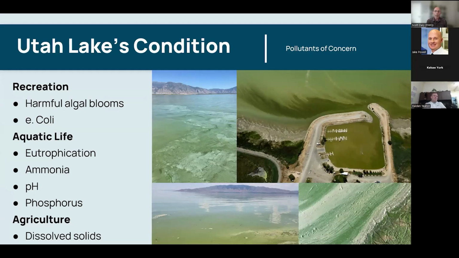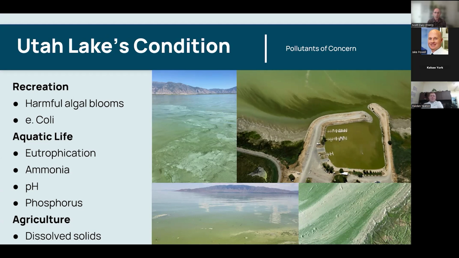And then getting at Utah Lake's conditions in general, this slide shows some, basically worst case scenario photos of what we see in Utah Lake around harmful algal blooms. A lot of our use limitations or water quality limitations for our uses are related to harmful algal blooms and algal production in the lake.